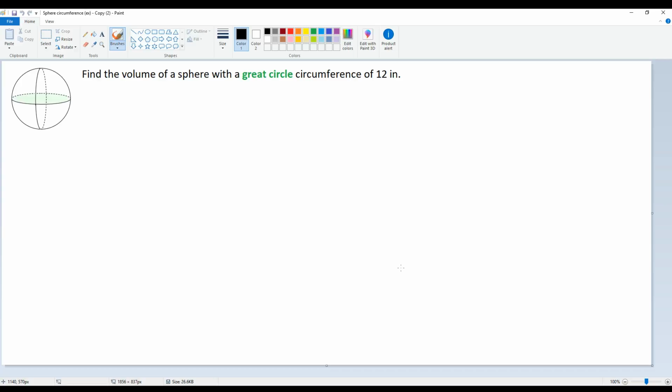Hey, sunshines. So we're going to find the volume of a sphere where we're given the great circle's circumference instead of being given the radius.